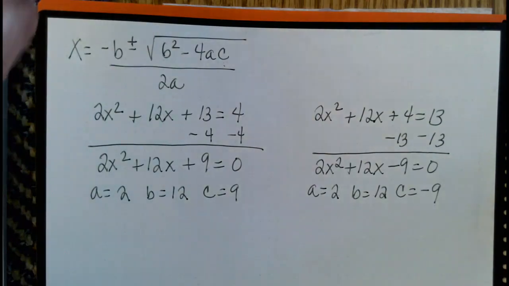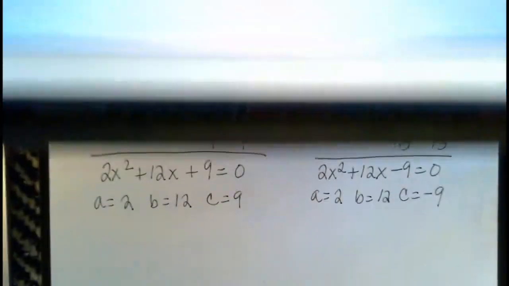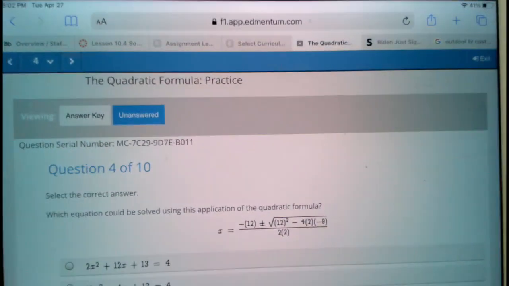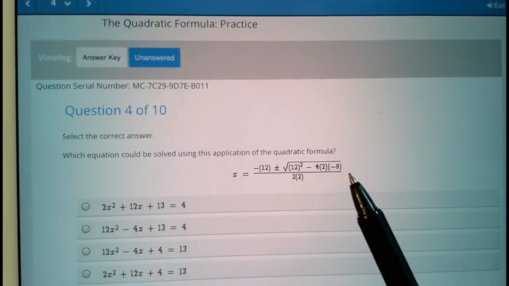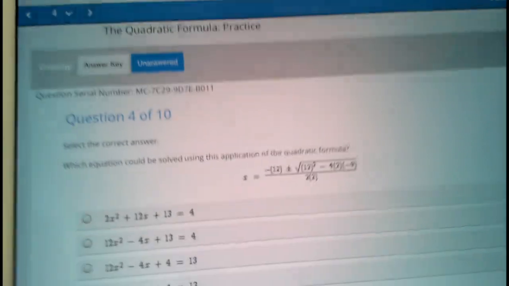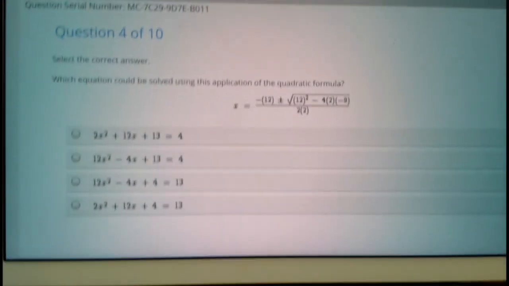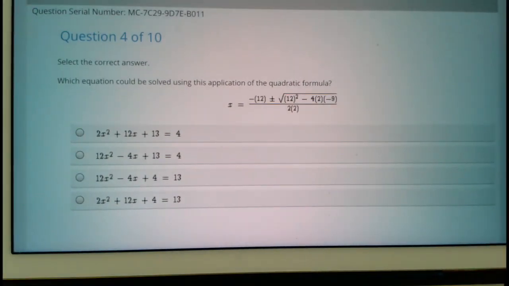So we need to go back and look and see in our equation, do we have positive 9 or do we have negative 9? Well, we have negative 9. And the answer that had negative 9 was our second choice, which was this last equation here.